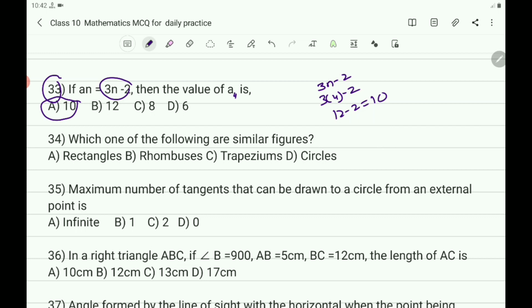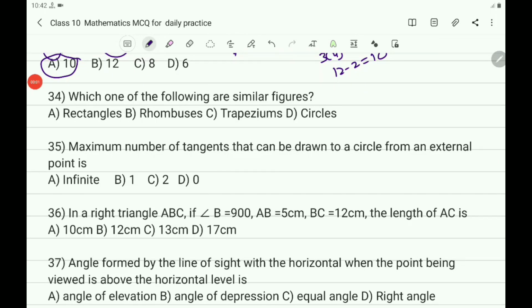Option A, 10 is the answer. 3n minus 2 means 3 into 4 minus 2, that is 10. Now you take question number 34. Which one of the following are similar figures? Rectangles, rhombuses, trapeziums, circles. You know that circles are always similar. So which is the answer? Option D is the answer.